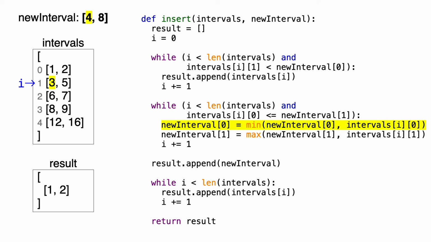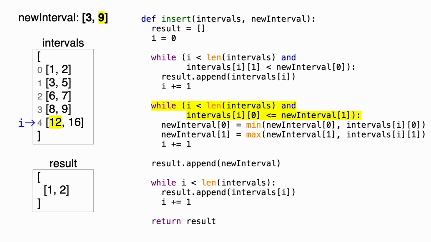The minimum of the 2 starting values is 3, so let's change the starting value of our new interval to 3. Next, the maximum of the 2 ending values is 8, so the ending value of new interval will just stay at 8. Then we'll increment i and check the next interval. 6 is still less than 8, so it's another overlap. The minimum of 6 and 3 is still 3, and the maximum of 7 and 8 is still 8, so new interval remains unchanged. Then let's check the next one. Here, 8 is equal to 8, which is still considered an overlap, so let's merge these two. The starting value of new interval stays at 3, but the ending value gets updated to 9.